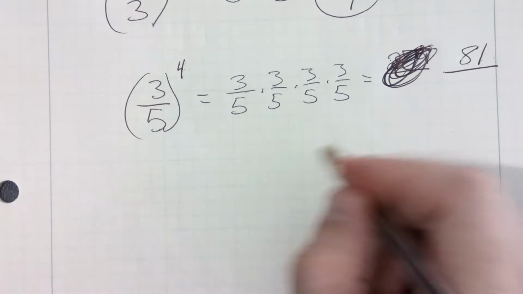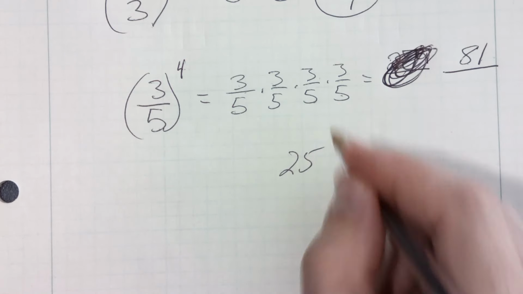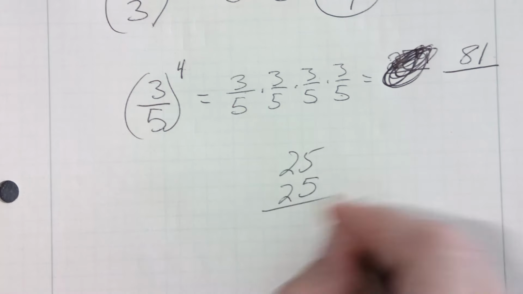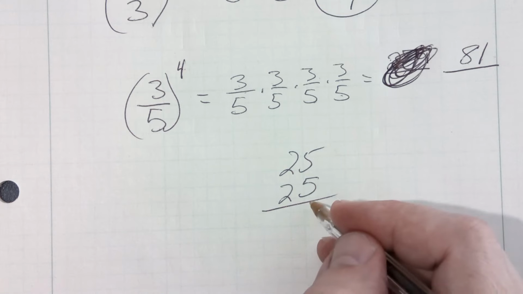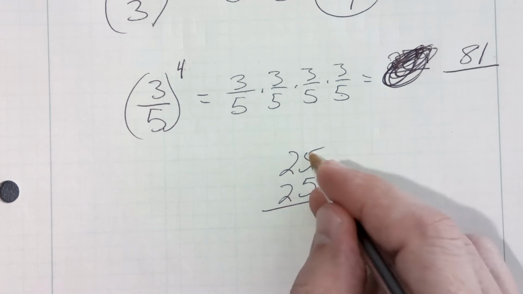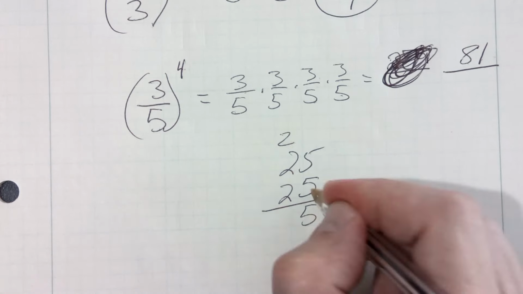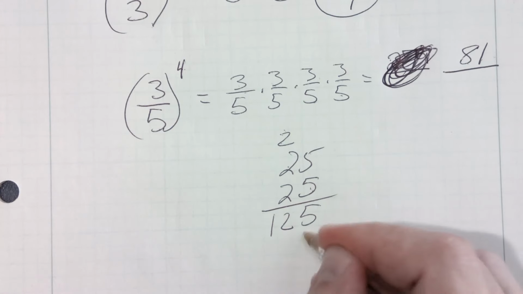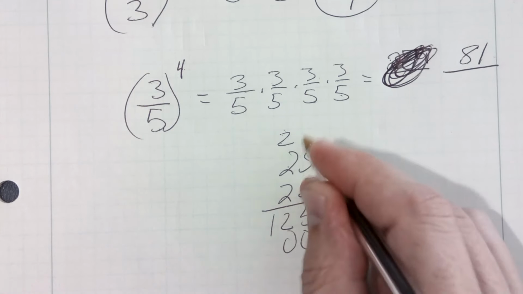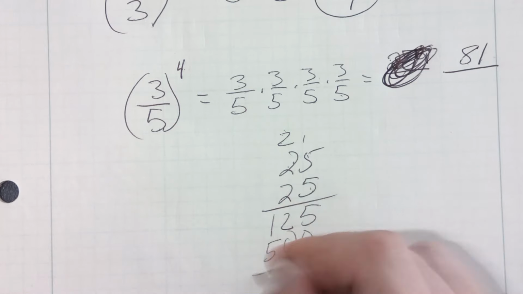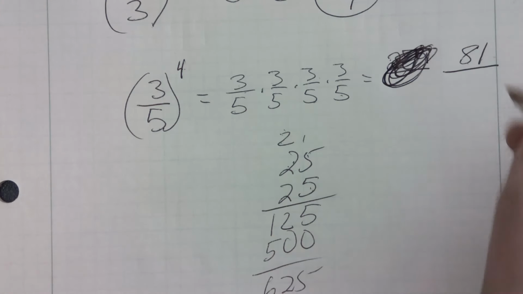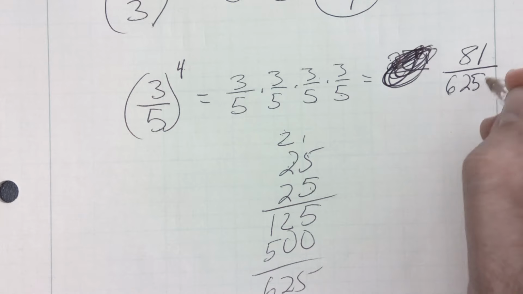5 times 5 is 25. 5 times 5 is 25. So I multiply by another 25. I'm squaring 25, in a sense. 25 times 25 comes out to 625. So that would be your fraction.